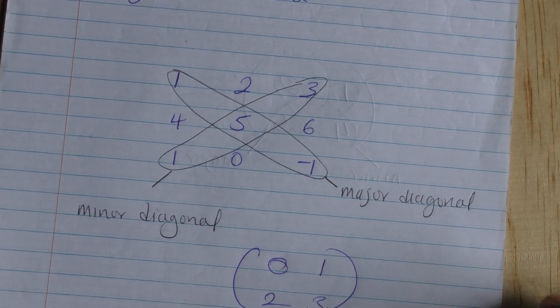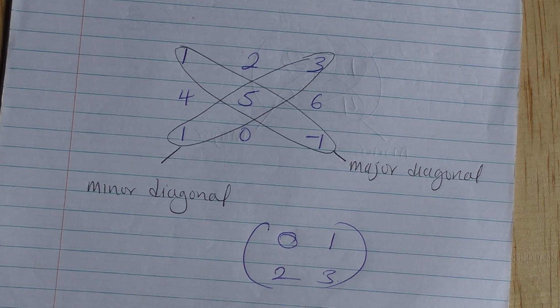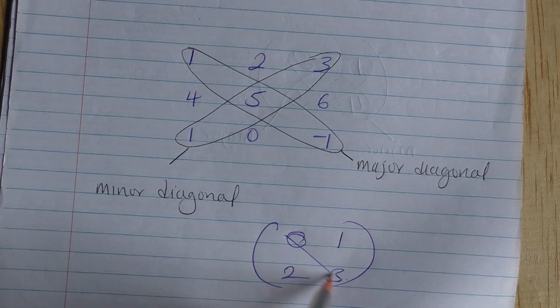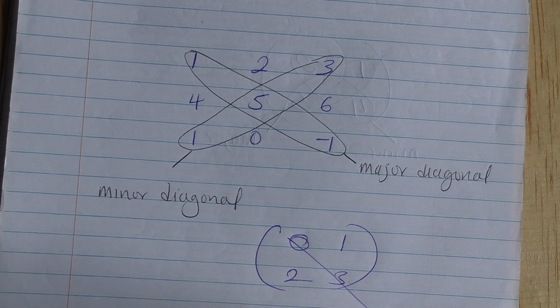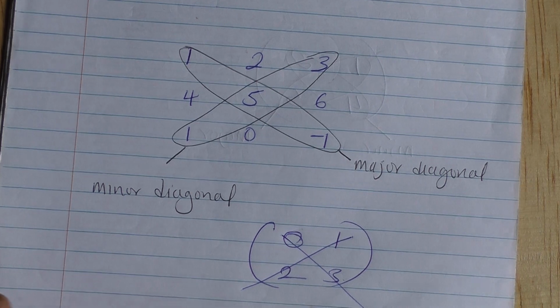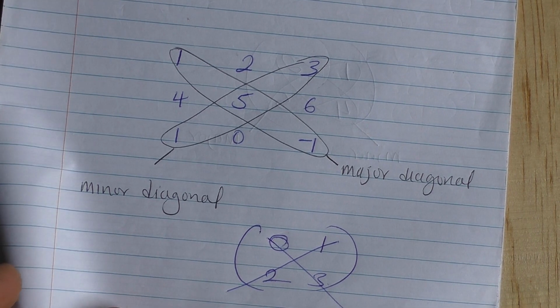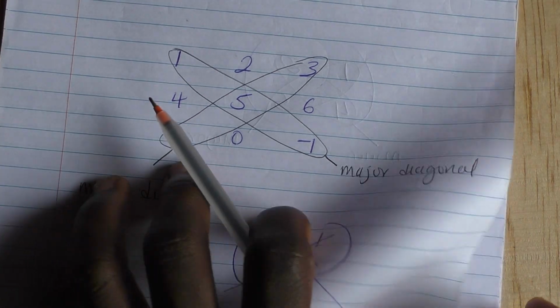Then a matrix has two diagonals. It has the major diagonal and the minor diagonal. So a matrix has two diagonals, the major and the minor diagonal.